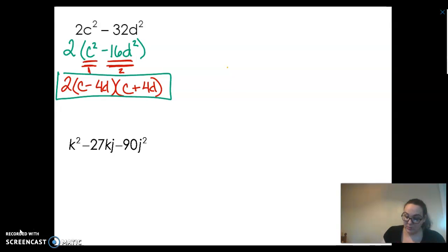It is 3 terms. So I'm going to try to find what multiplies and what adds. Okay, remember there's that 1 in front of k squared here. 1 times negative 90.